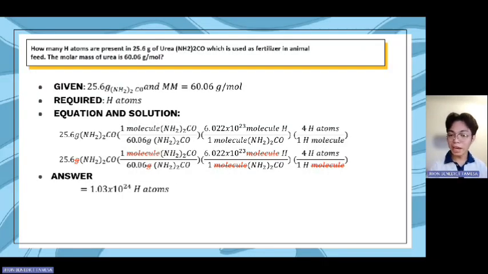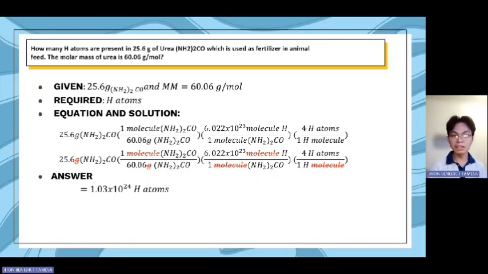For my answers, I use the GRESA method, or the given, required, equation, solution, and answer method. For the given, analyzing the problem, we can get the grams and the molar mass of the urea. For the mass, we have 25.6 grams, and the molar mass indicated is 60.06 grams per mole. For the required answer, the hydrogen atoms. And next is the equation and solution.